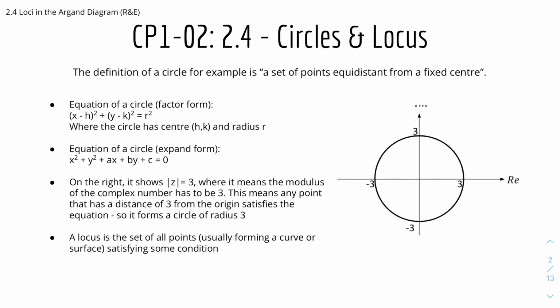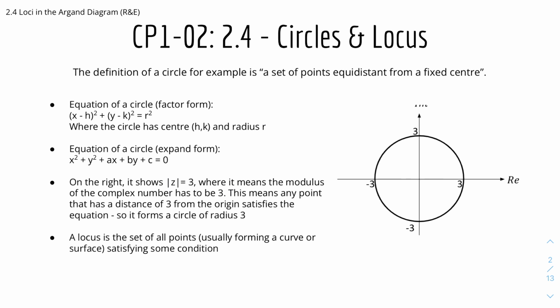And we have a diagram on the right here. It shows the modulus of z equals 3, where it basically means the modulus of the complex number has to be 3. This means that any point that has a distance of 3 from the origin satisfies the equation, so it forms a circle of radius 3.